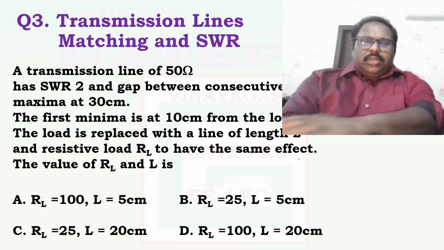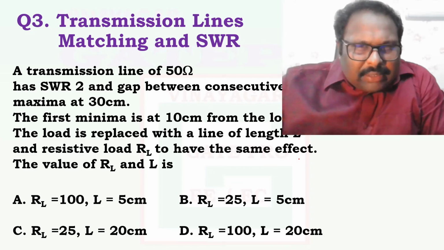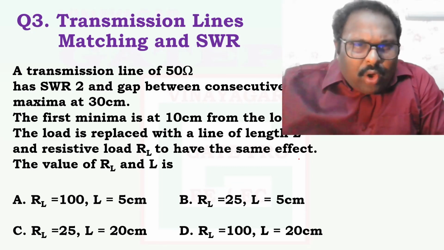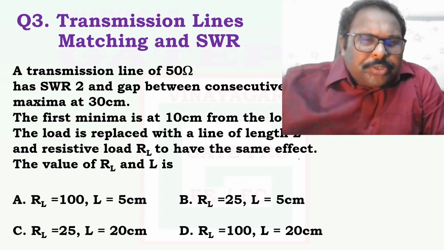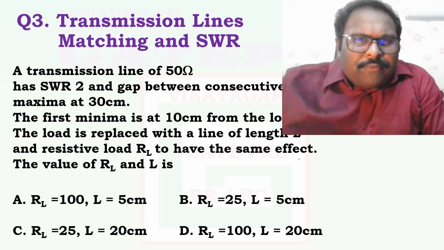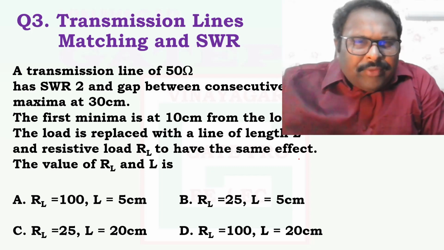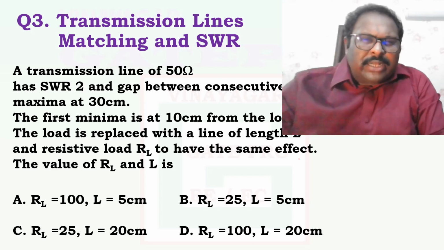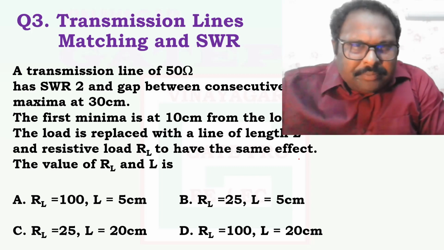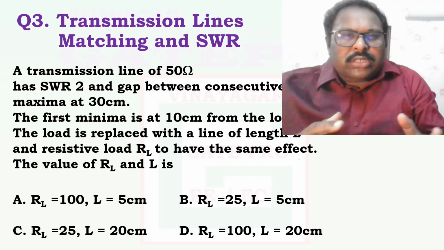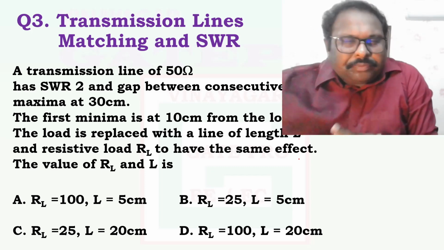Now look at this question. This is interestingly a slightly tough question and interestingly long. A transmission line of 50 ohm has an SWR of 2 and a gap between consecutive maximas at 30 centimeter. SWR is 2 means mismatch is there. So mismatch giving you maximum minimas on the line. So whenever mismatch occurs, you will get maximum minimas. You won't get constant amplitude. Amplitude will not be constant, but it will be maximum minima.